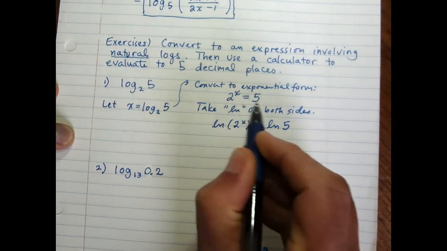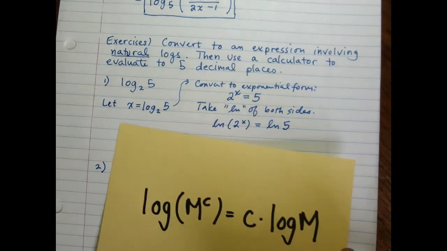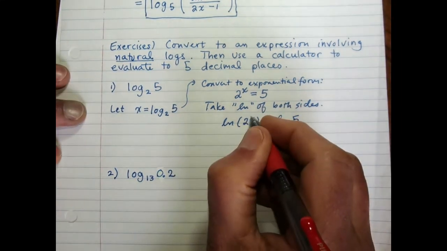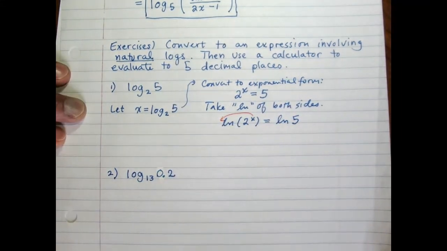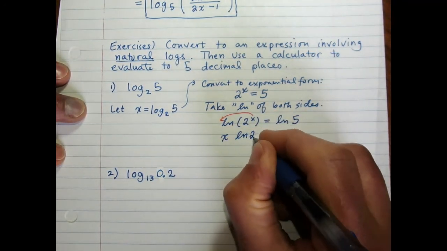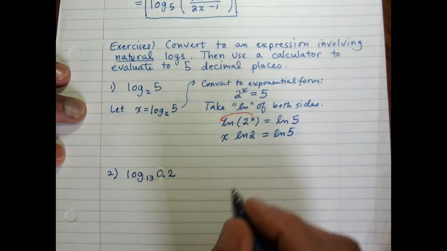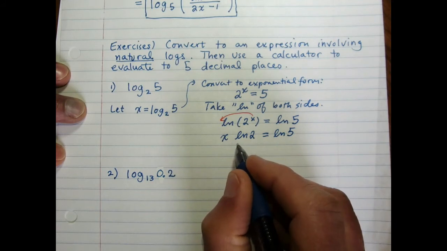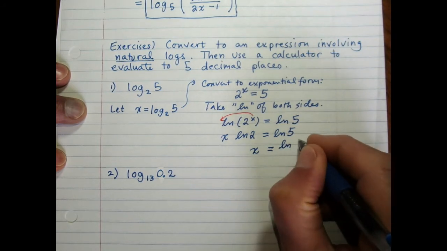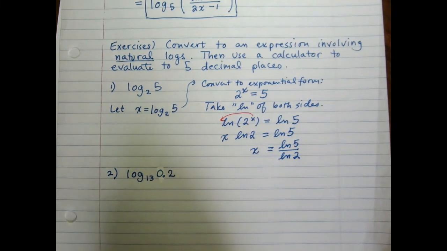So we take ln of both sides of that equation, and then we're going to apply our third law of exponents and rewrite the left-hand side, because that x as a power can be brought out in front as a factor. x times ln 2 equals ln 5. And finally, we're going to divide both sides by ln of 2. So x is equal to ln of 5 over ln of 2 when we divide.